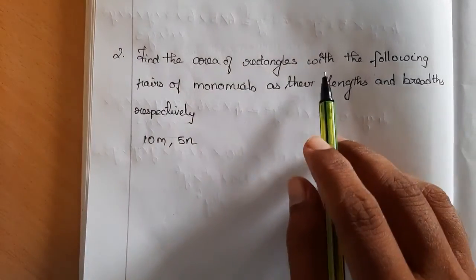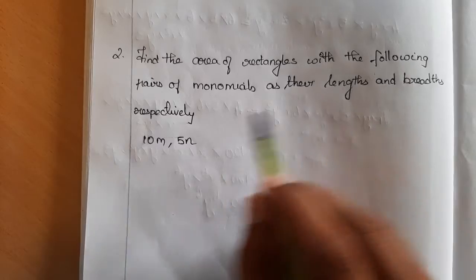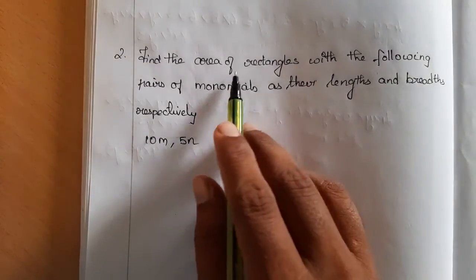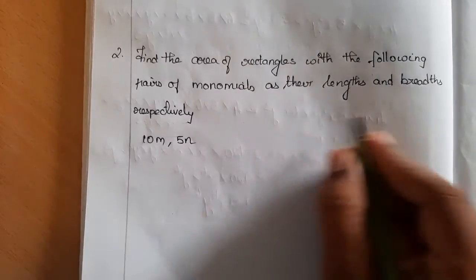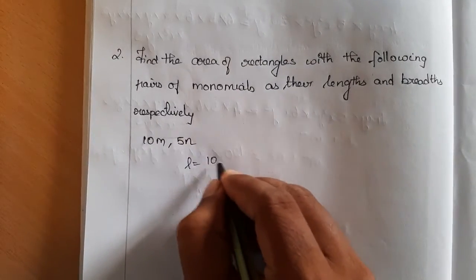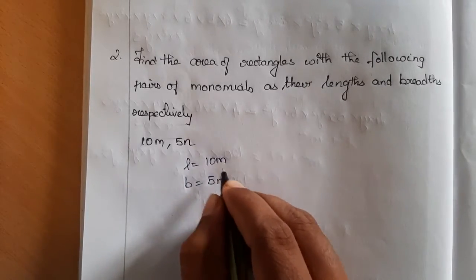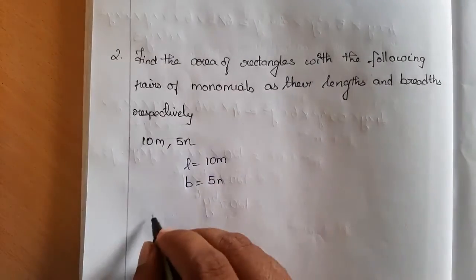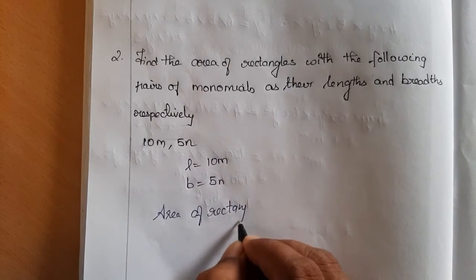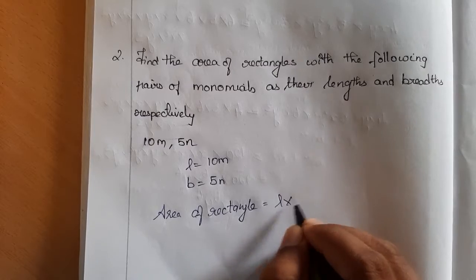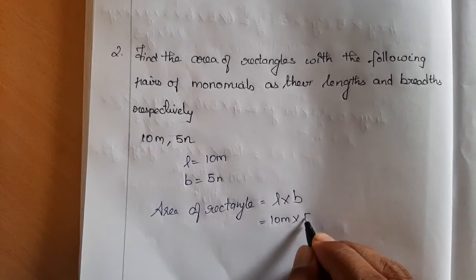Find the area of rectangles with the following pairs of monomials as their length and breadth respectively. So we have to find the area of the rectangle, and the length and breadth are given as monomials. The first one: length is equal to 10m and breadth is equal to 5n. It's not a meter, it's the variable m. So we have to find the area of the rectangle. Area of rectangle is equal to L into B. So here L is 10m and breadth is 5n.